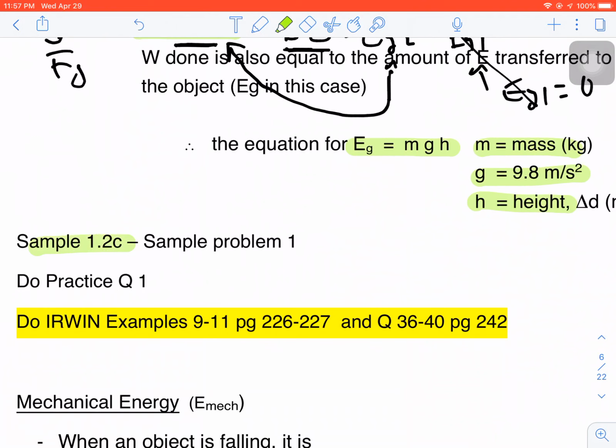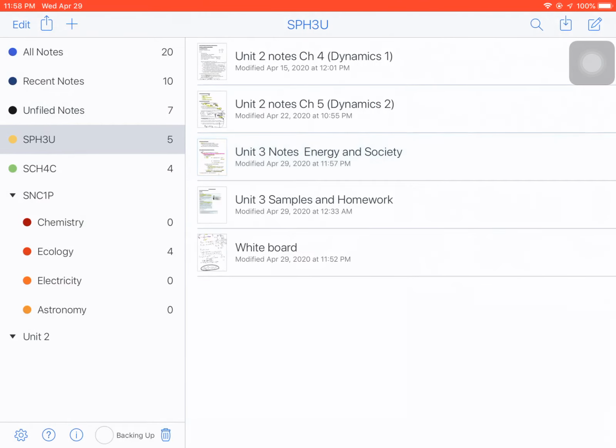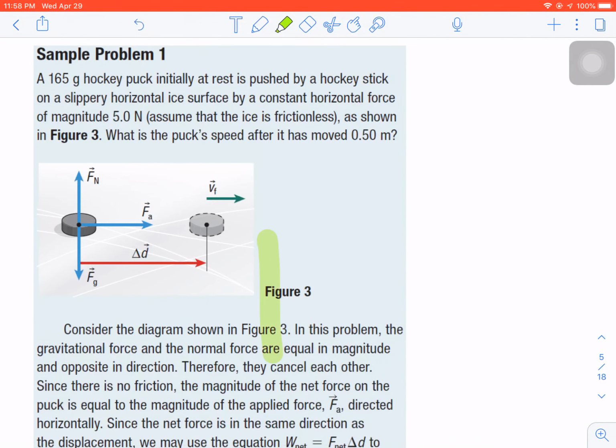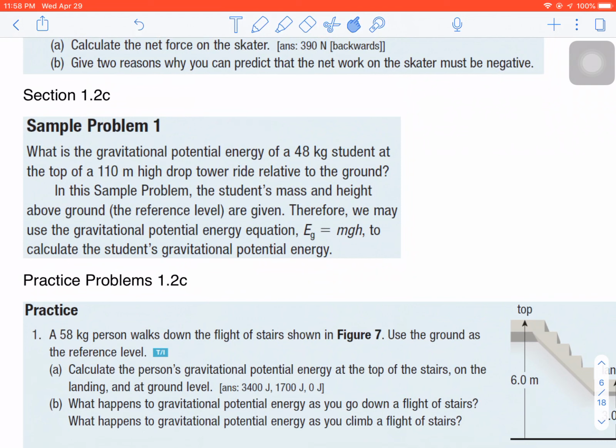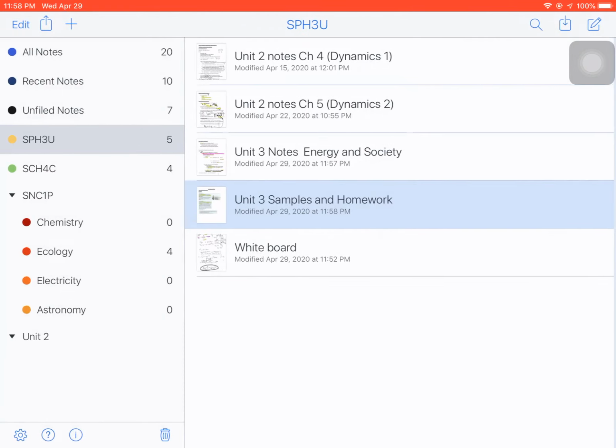It says, what is the gravitational potential energy of a 48 kilogram student at the top of a 110 meter high drop tower ride compared to the ground? Remember, I'm always talking about how high I am above what. In this case, it's above the ground below in the park, in the amusement park. So let's go to our whiteboard here.